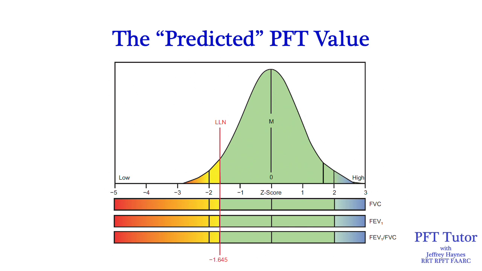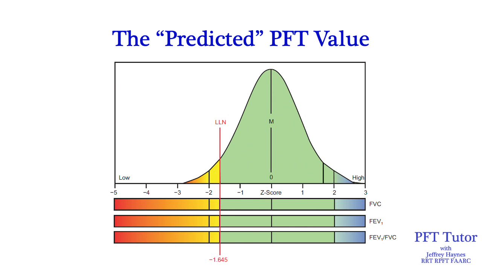For example, if the predicted vital capacity for a patient is 4 liters and the measured value is 4 liters, the patient's vital capacity is average for a normal person with similar demographics. If the patient's measured vital capacity is 4.5 liters, the patient's vital capacity is above average for a normal person with similar demographics.